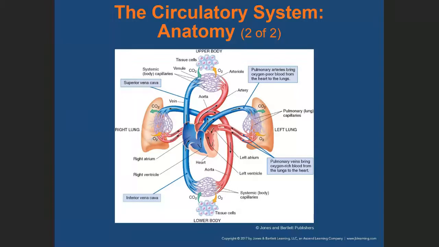Now, that is the structure or structures of the circulatory system. You have the blood or fluid, which is composed of red blood cells, white blood cells, platelets, plasma. You have your blood vessels: vena cava, veins, venules, aorta, arteries, arterioles, capillaries. And then you have your pump, which is the heart, right?